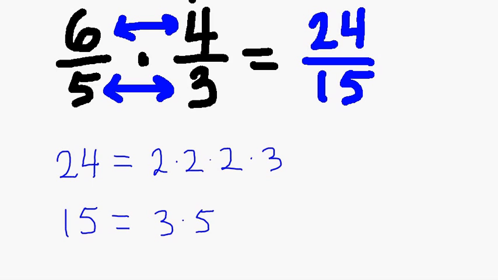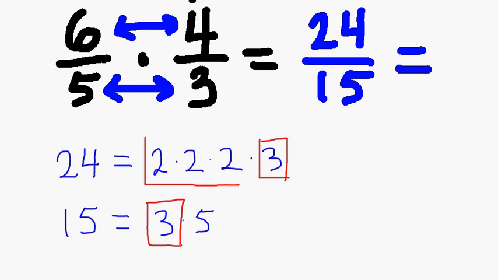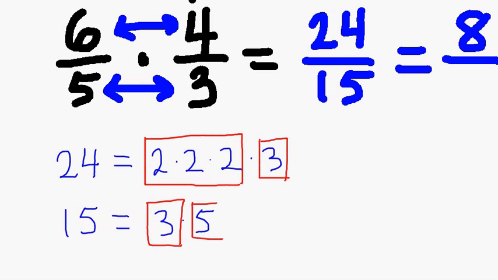Now that we've written these two numbers out with their prime factorizations, we look to see what numbers they have in common. In this case, all that they have in common is this 3. So what we need to do to simplify the fraction is to divide the numerator and the denominator by 3. That's going to leave these 3 2's, which multiply to be 8 in the numerator, and this 5 in the denominator. So our reduced fraction is 8/5.